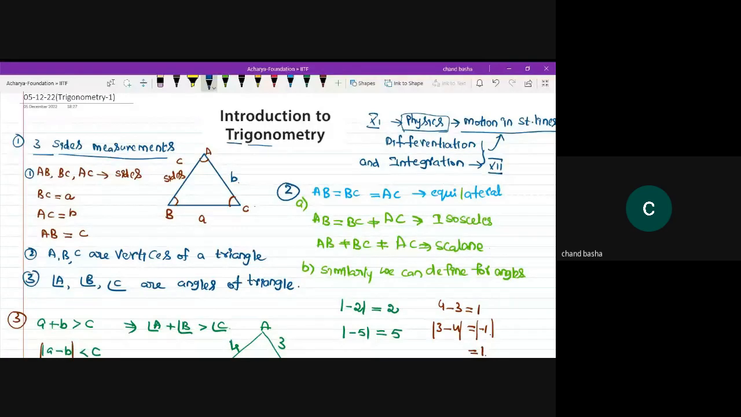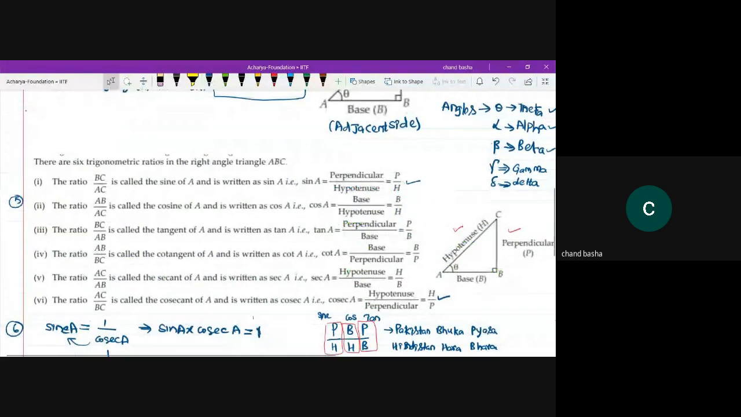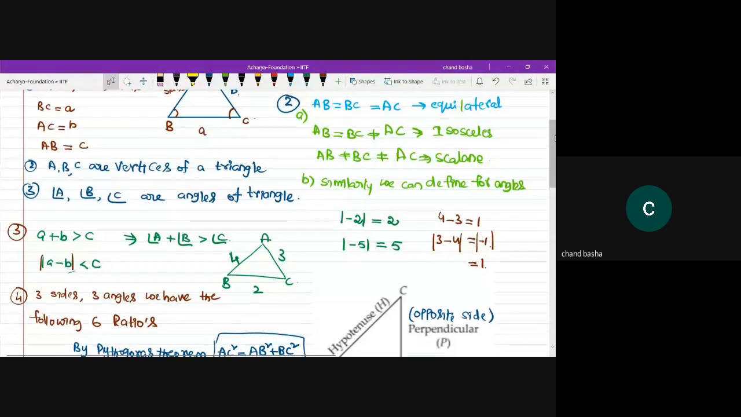Triangle, and at the corresponding vertices, angles are also there. Hope you can understand. Angle A, angle B, angle C. Right? And second point, what I have given: if you are taking the length of the two sides, they are comparable. The sum of the two sides is greater than the third side. Similarly, for angles also. And these are all the concepts.